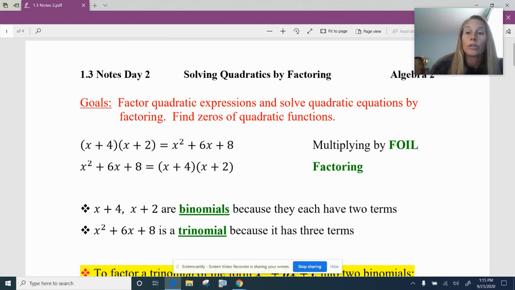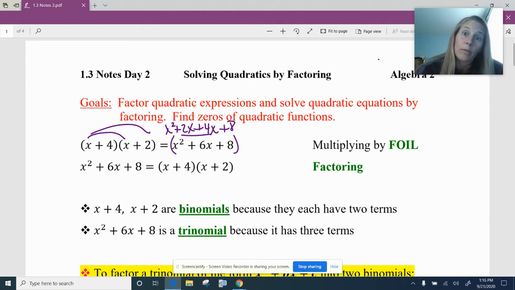So if you distribute or FOIL two binomials together, in this case you have x squared plus 2x plus 4x plus 8, and that simplifies to x squared plus 6x plus 8. That would be how you multiply two binomials together, right? And the opposite of multiplying is dividing or factoring. So if we took our trinomial and wanted to put it back into the form of those two binomials, that would be considered factoring, and that is the inverse operation.